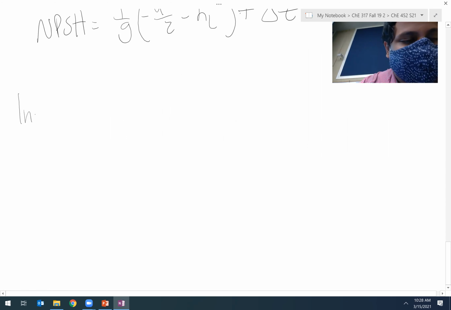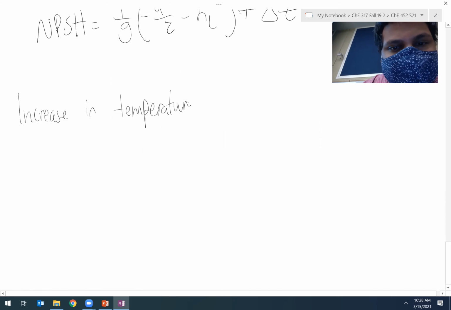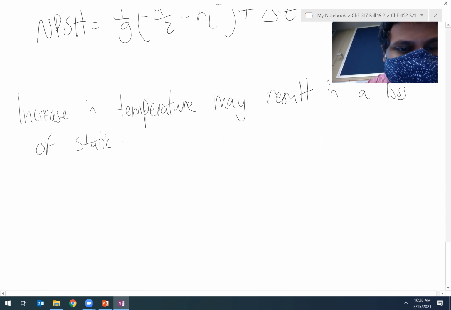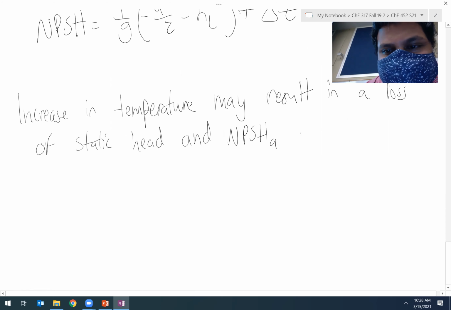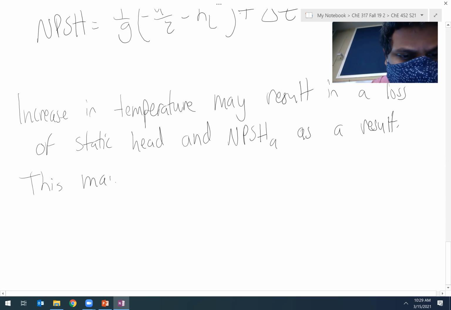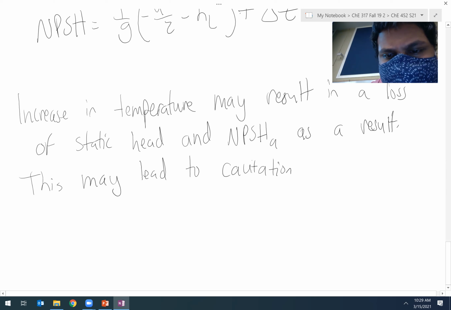So an increase in temperature may result in a loss of static pressure or static head and NPSHA as a result. This may lead to cavitation and bearing failure.